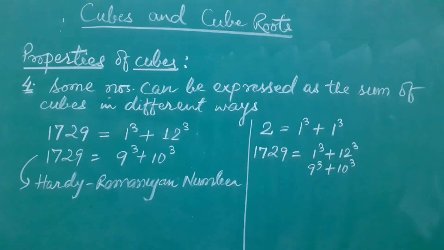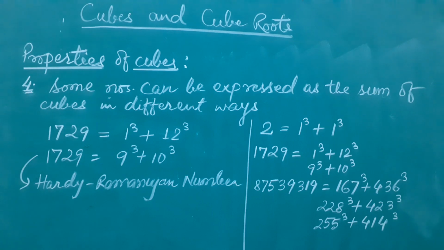Now we have to think of another number which can be expressed in three different ways. The number is 87539319. This can be expressed as the sum of two cubes in three different ways. This kind of number is known as a taxicab number. Taxicab numbers.